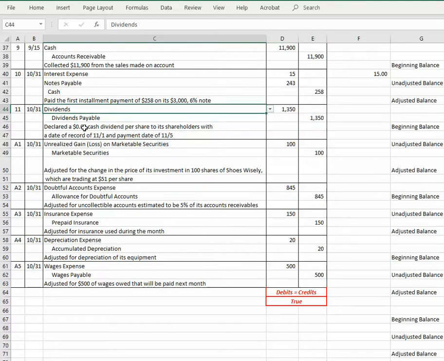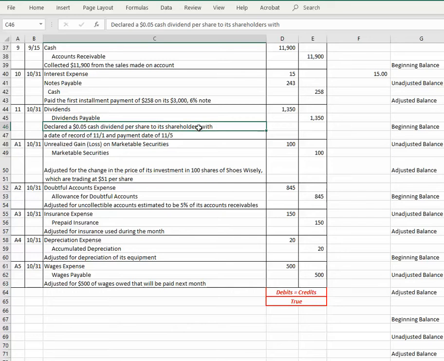Now, as far as the shareholders that are to receive the dividends, it's whoever holds the shares as of November 1. That's referred to as the date of record. There's no entry made on that date. It's just that's who will get the 5-cent dividend. Then this dividend payable will actually get paid in the next accounting period on November 5th.